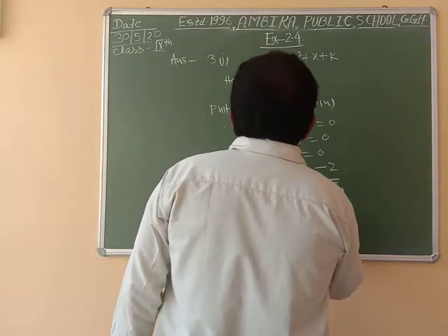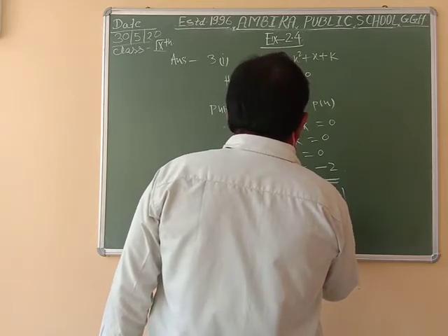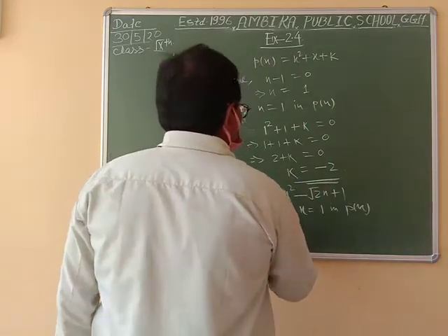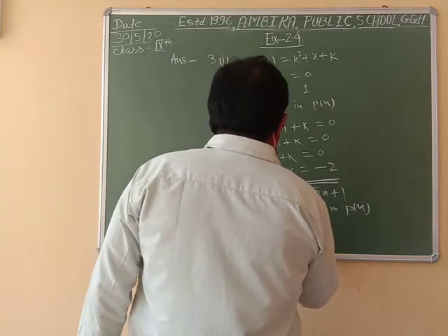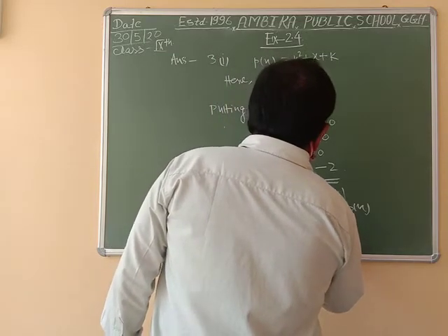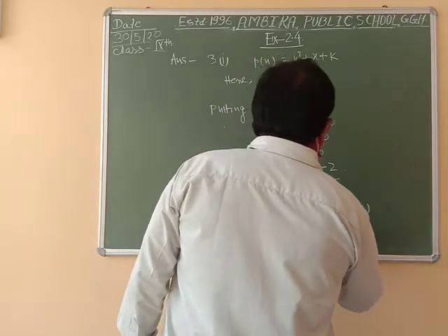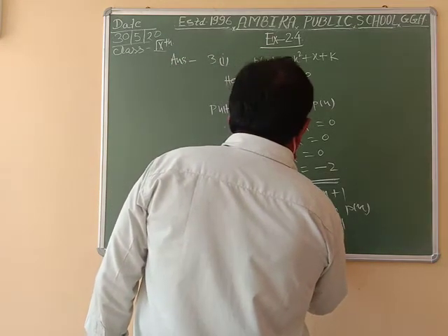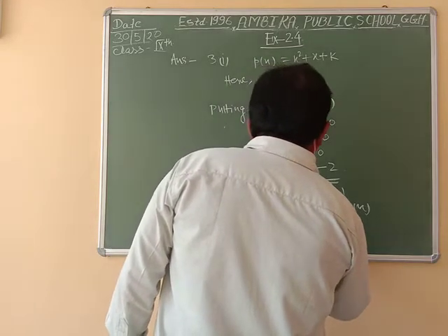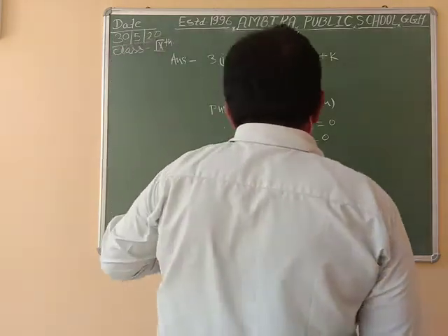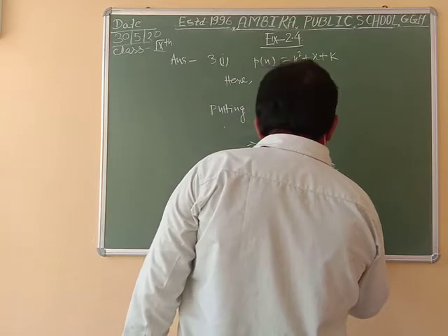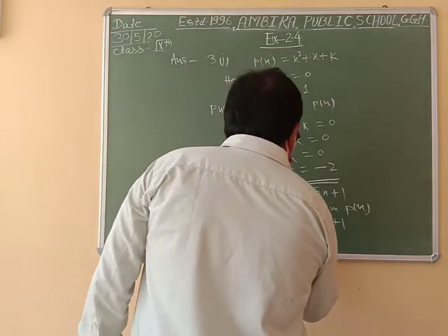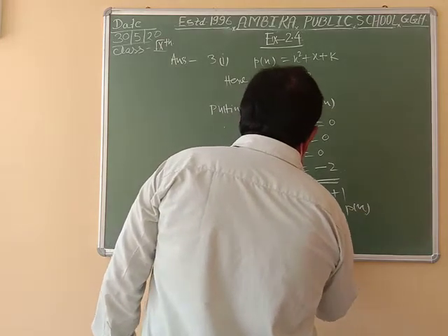Putting x is equal to 1 in p(x), 0 equals k into 1 square minus root 2 into 1 plus 1, or 0 is equal to k minus root 2 plus 1, or k is equal to root 2 minus 1. This is the value of k.